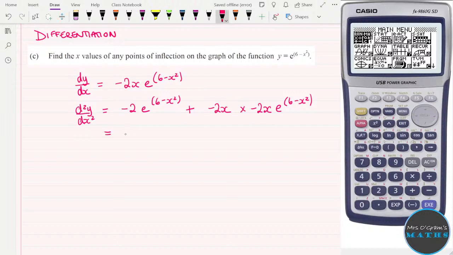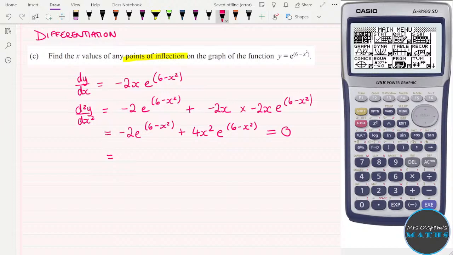Okay, so tidy that up a little bit just to make it easier to see what we're doing. Ooh, and we've got minus 2x times minus 2x, so that is plus 4x squared e to the 6 minus x squared. Okay, now back to the point of this. We are looking for points of inflection. Now that happens when the second derivative is equal to 0. That's something that you will need to memorize.